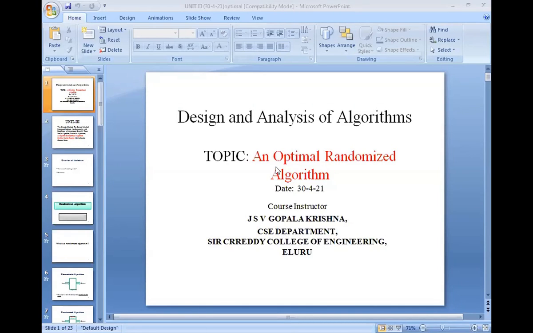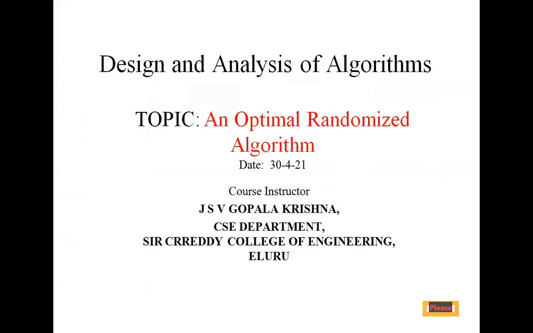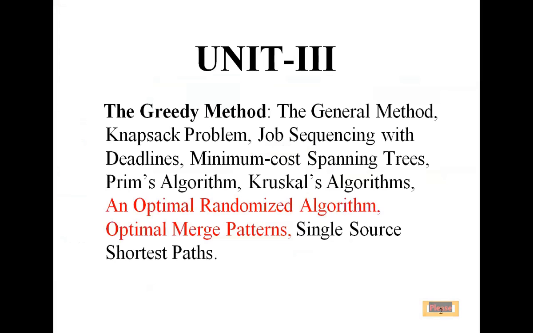Today's topic is optimal randomized algorithm. Already explained some of the topics in unit 3. The topics covered in unit 3 are the greedy method, the general method, knapsack problem, job sequencing with deadlines, already explained. So minimum cost spanning trees.